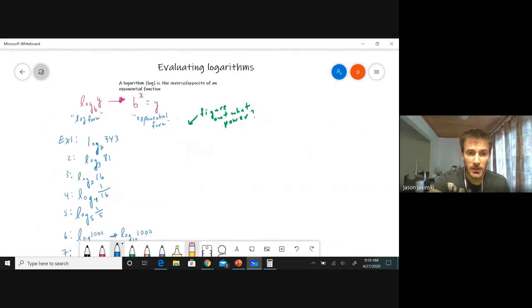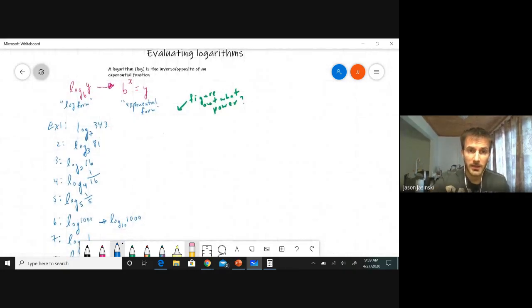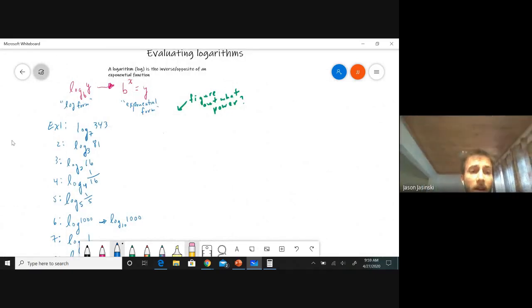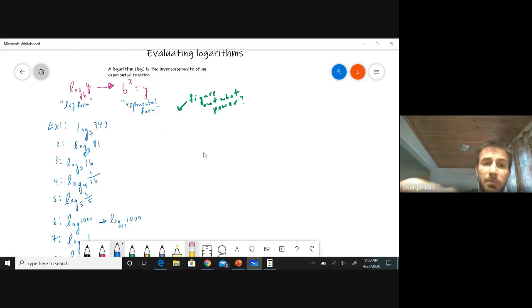Okay, so we're going to look at the examples on the screen, apply the definition of a log to exponential form, and then solve them. So first example, log base 7 of 343. Okay, so what this means would be 7 to some power, you could call that x, is equal to 343.